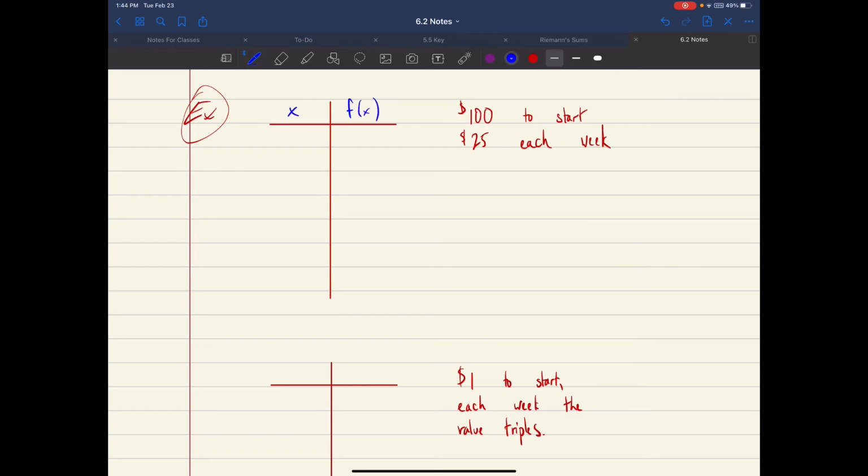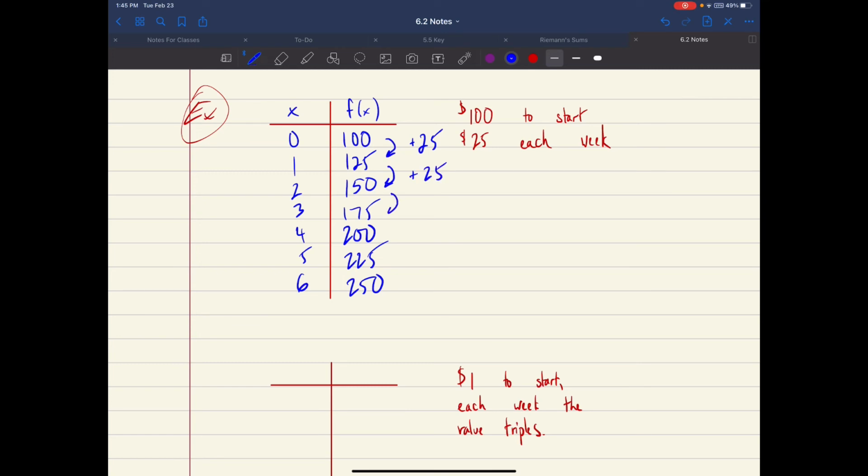So if 100 is my starting point, that means x equals 0. I would have 100. And then on week 1, it says it's going to add 25 each week, so I'd have 125, 150, 175, 200, and 225. Do one more here, 250. So this is when we're adding 25. So this is not exponential growth. This would just be linear growth because we're adding the same amount each time. So you're just adding 25 each time in that one.